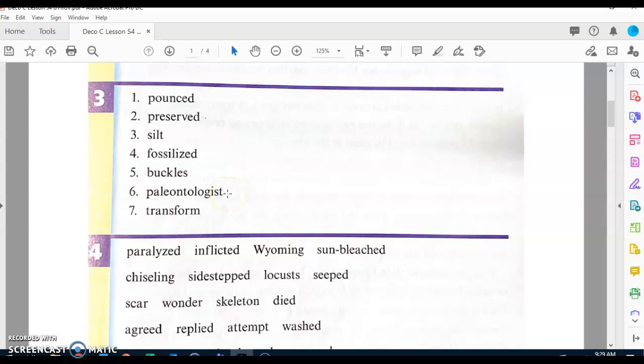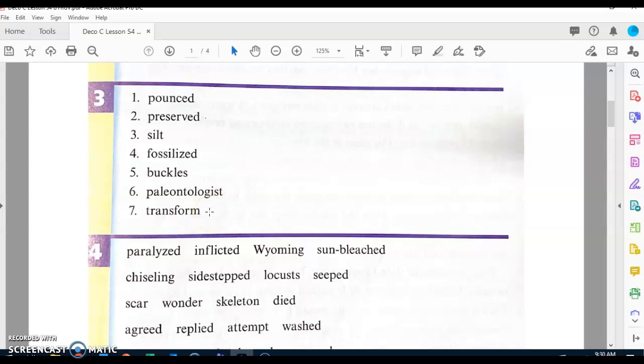Word number 6, boys and girls. Everybody's still paying close attention. That word is paleontologist. What word? Paleontologist. A paleontologist is a scientist who studies fossils and ancient forms of life. Everybody, what does a paleontologist study? Think about it. Get ready. Fossils and ancient forms of life. Good job.